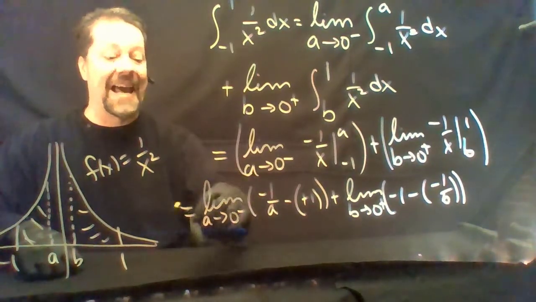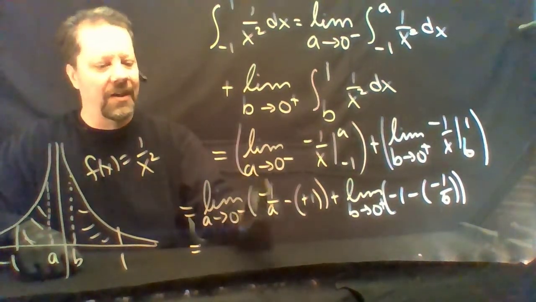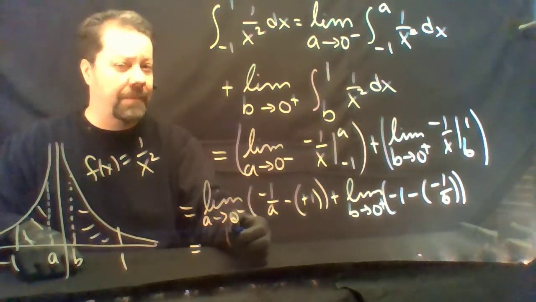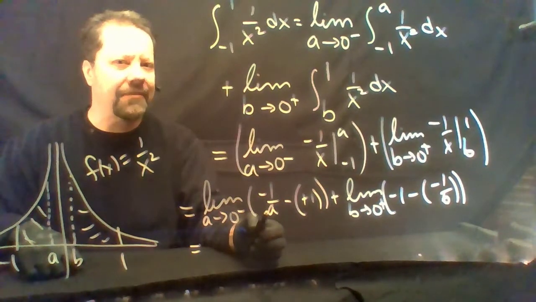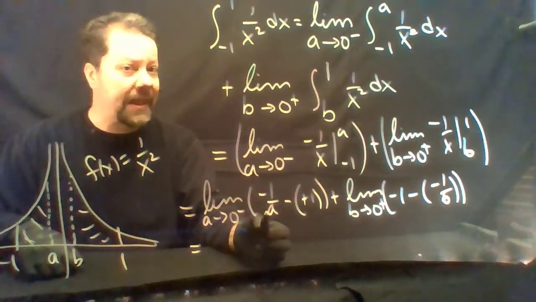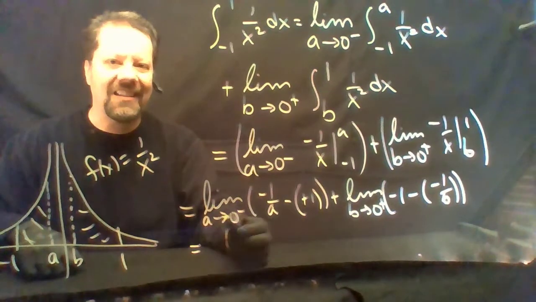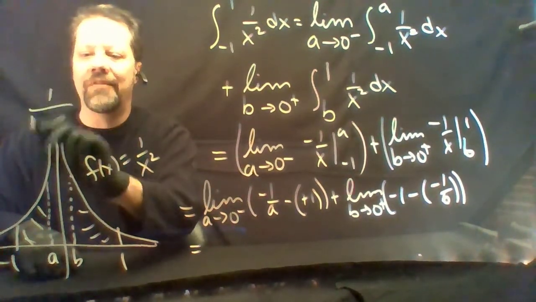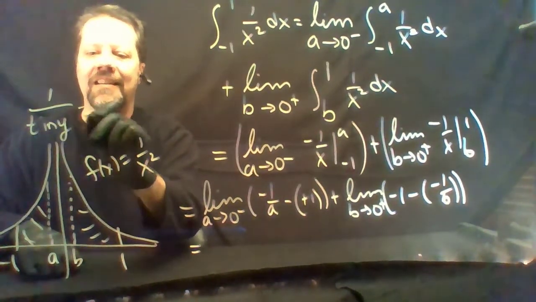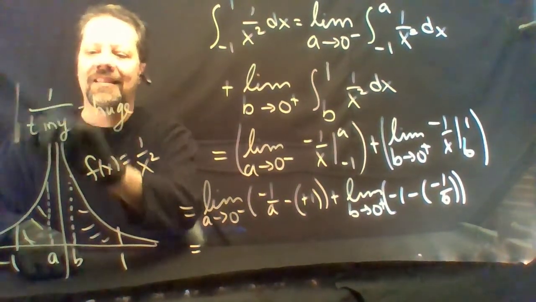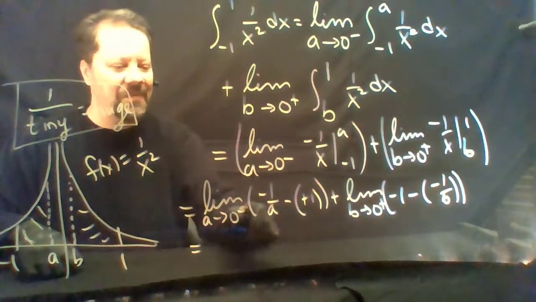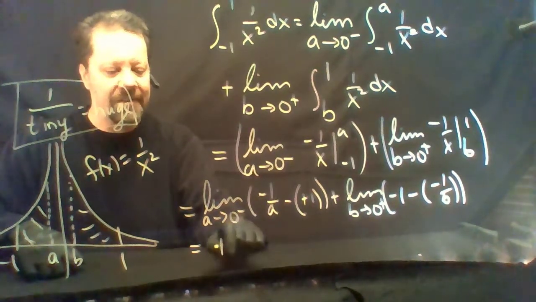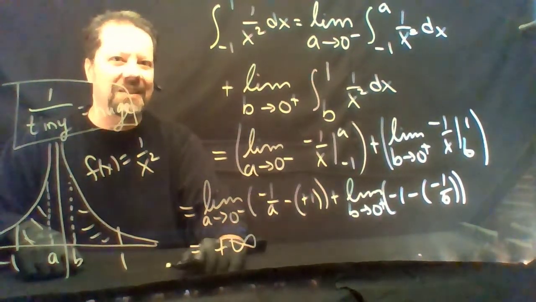Let's see what we get now. On the first term, note that as a is going to 0 from the left, a is going to be a little bit negative. Negative divided by negative is positive, but a is tiny. And everyone knows 1 over tiny is huge. This is a basic mathematical principle. So, as a goes to 0 from the left, this first limit will go to plus infinity.